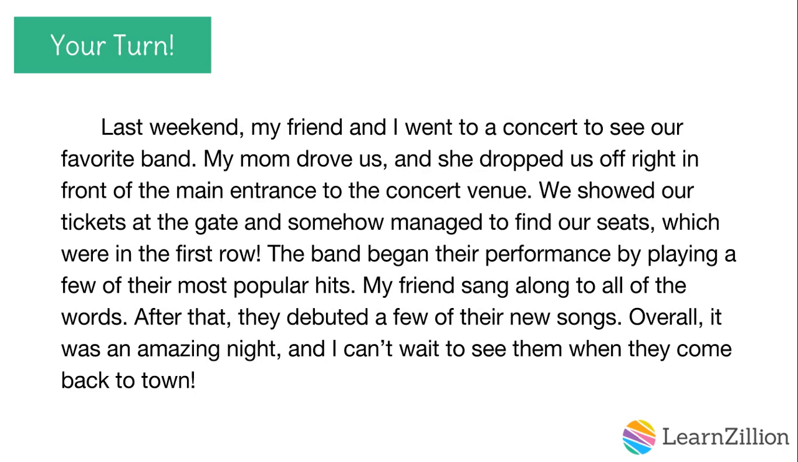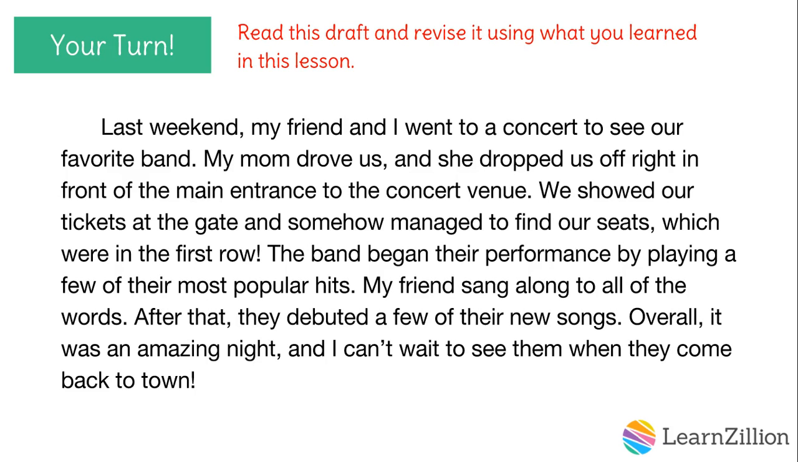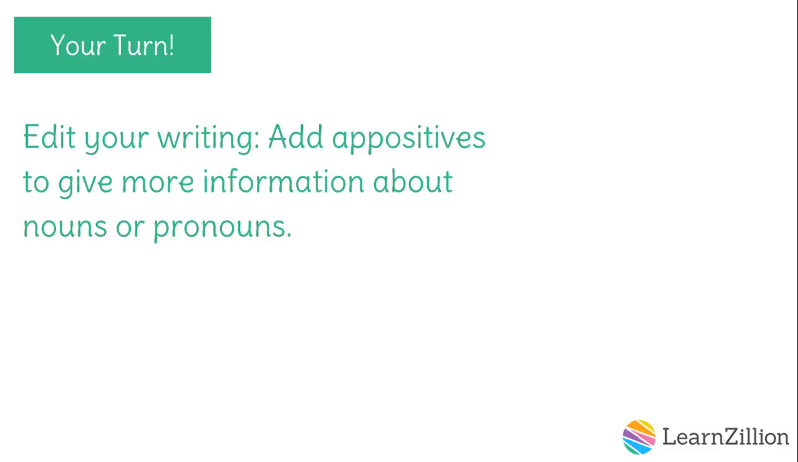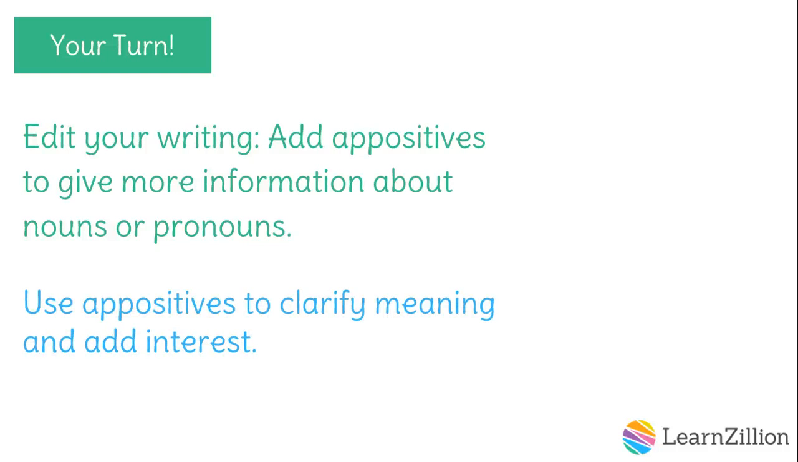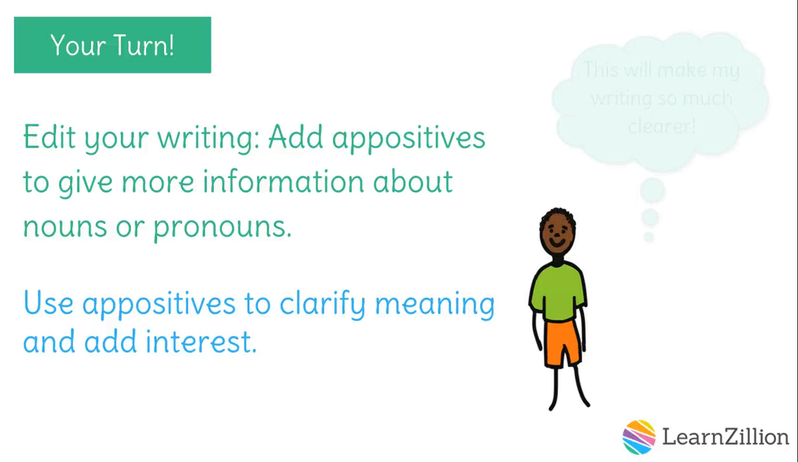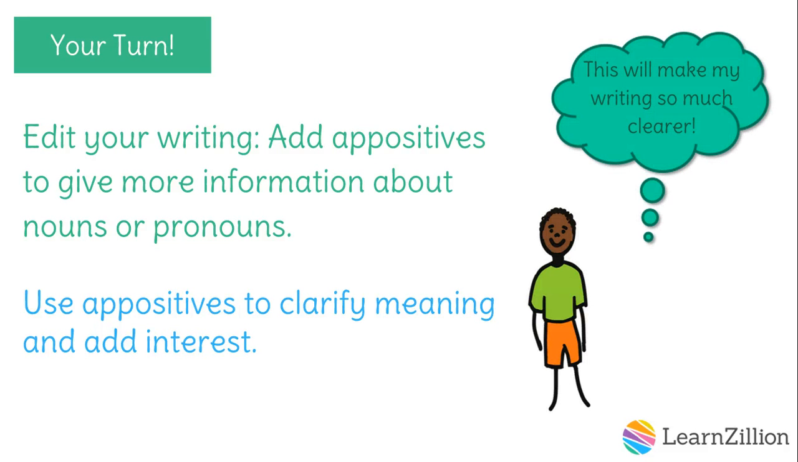Now it's your turn to give it a try on your own. Read this draft and revise it using what you've learned in this lesson. Pause the video while you work and press play to continue. Now look at your own writing and add appositives to give more information about nouns or pronouns. Now you know that writers use appositives to clarify meaning and add interest. This will make your writing so much clearer.